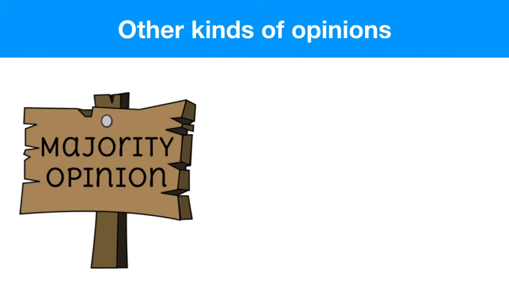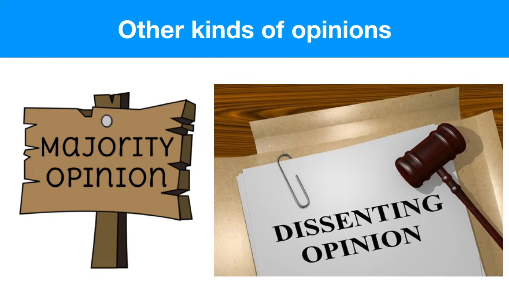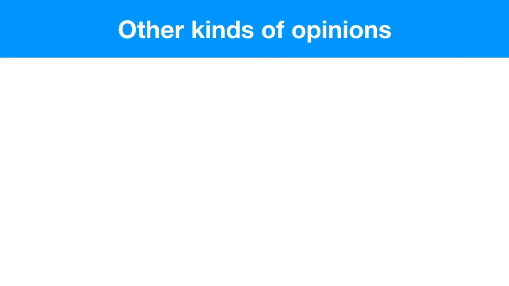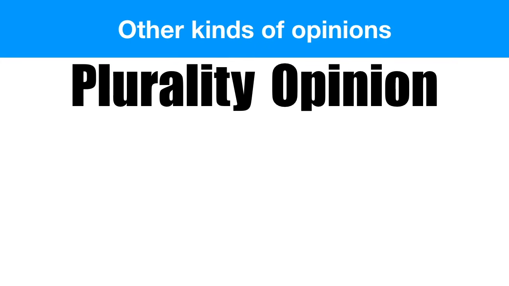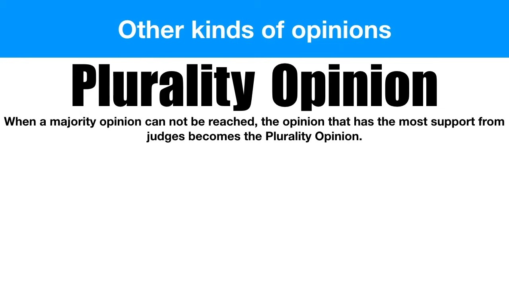So besides majority and dissenting opinions, there are a couple of other ones which we will mention briefly here, though you shouldn't see these on your state test. To be thorough, we're going to go over plurality opinions. Now, a plurality opinion is when a majority opinion can't be reached. This doesn't happen often, but we'll go over what that looks like.